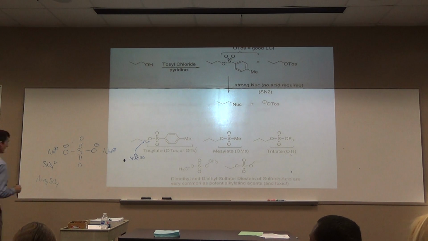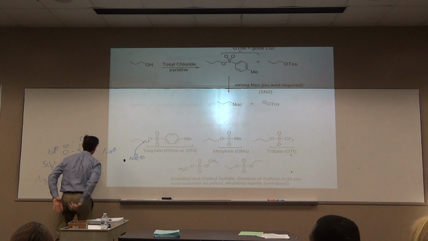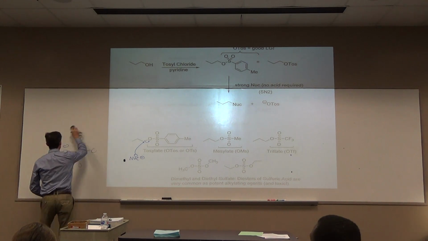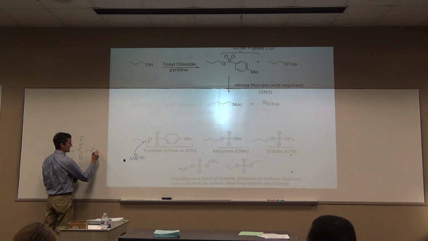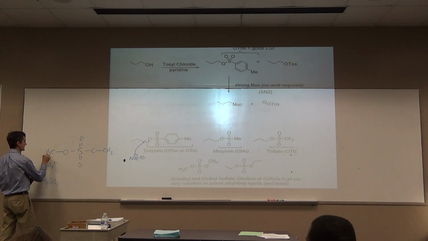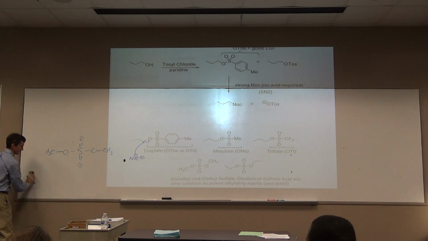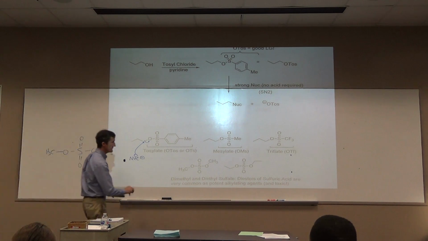Okay, right? Ionic. But instead of sodium ions here, what if instead of putting ions here, we make something covalent, maybe like a methyl? It's possible. What do you want to call that? Dimethyl sulfate. But it's all covalent now. Or diethyl sulfate. That's what we have here. That's where the names come from.